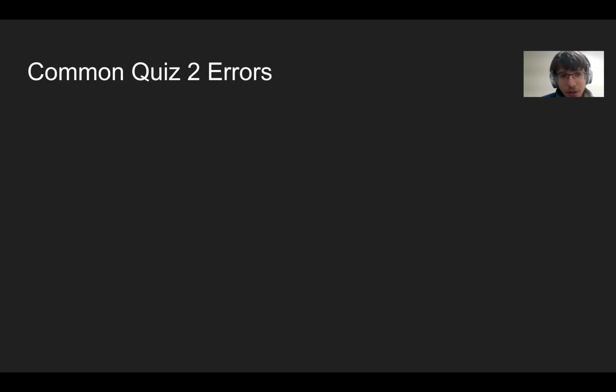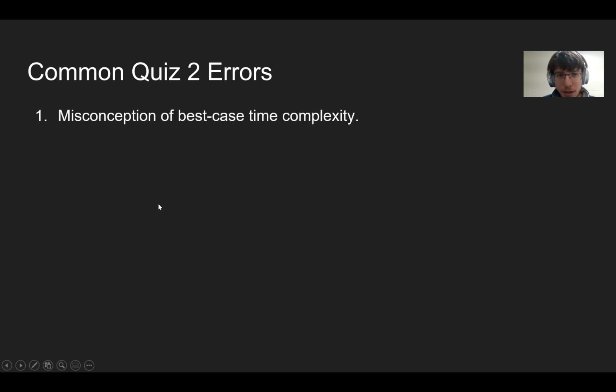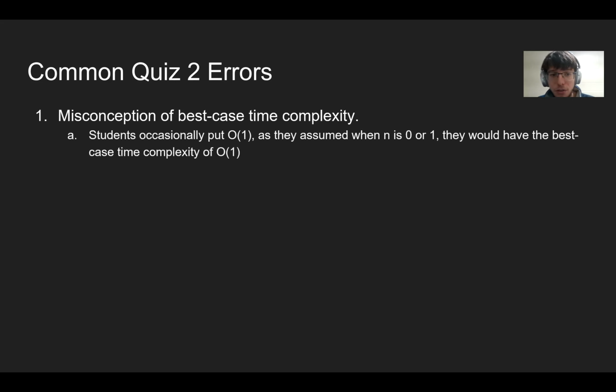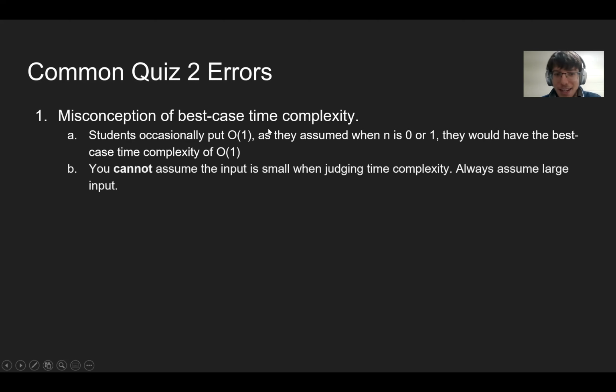Okay, again, these errors aren't specific to your quiz, but maybe you will get something out of them. So, best case time complexity. I noticed, and this was true on this quiz as well, people assumed that when n was 0 or 1, the best case time complexity was 1. But that's not really how time complexity works, because for best case, it's still dependent on the input size. Just like we talked about last week, if there's some property of the input, like sortedness or whatever, that's different. But for just size, it's still depending on n rather than 1.